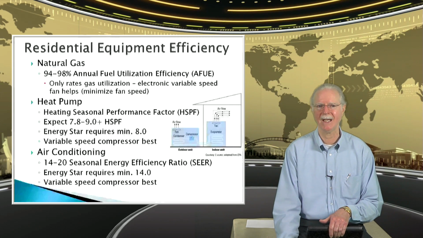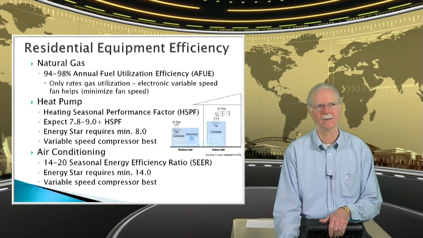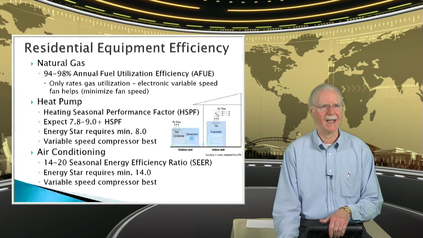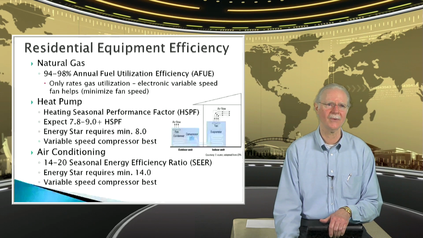So here we have a much more complicated, and I'm not going to attempt to explain it, much more complicated rating called a heating season performance factor. The higher the number, the better the performance. Typically, if we're looking at something that's in the high 7s to 9 range, you've got a heat pump that's operating about as well as you can do right now.